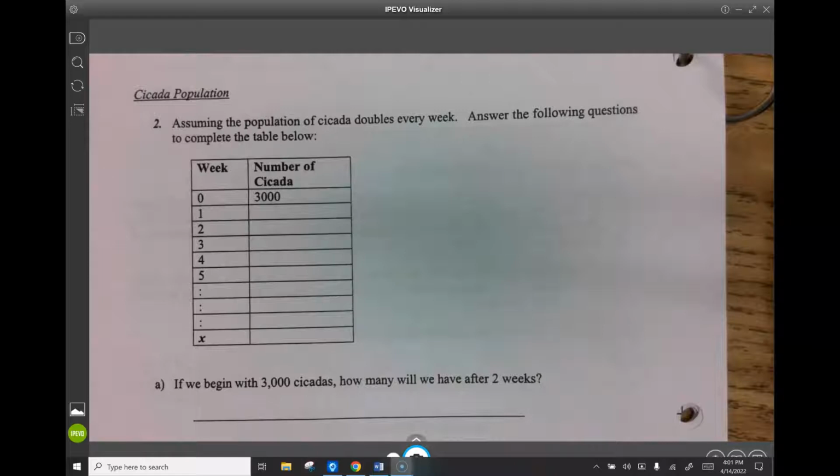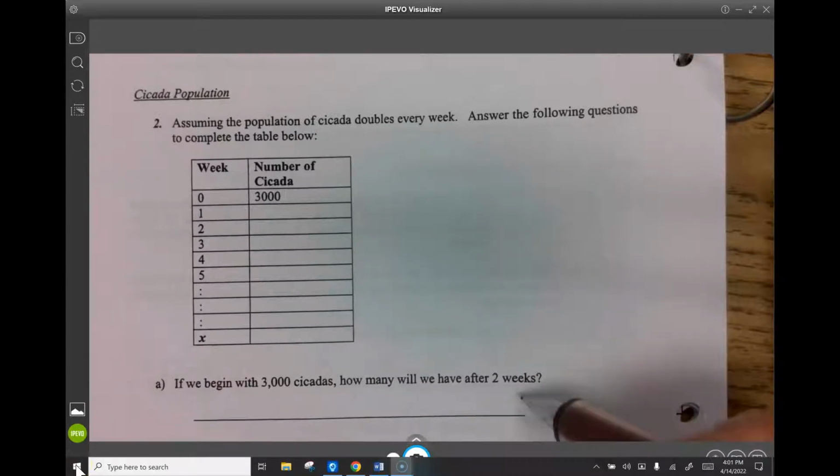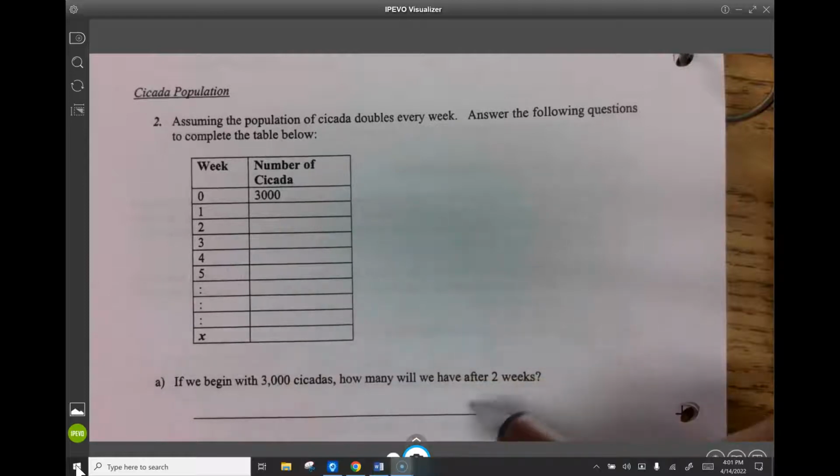And I'd love to have you try this one on your own. We're going to pause and have you do this one. Answer at least the first couple questions. A and B, fill out the table for what's given, and then A and B.